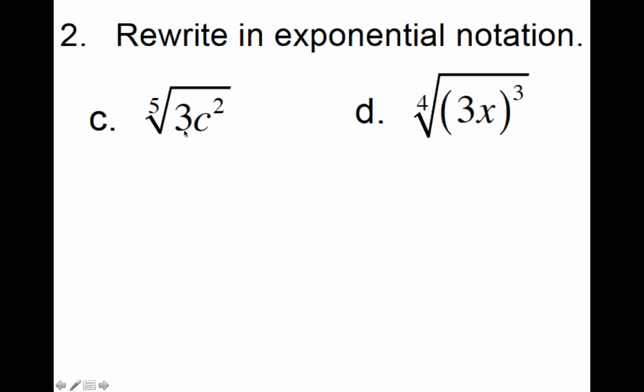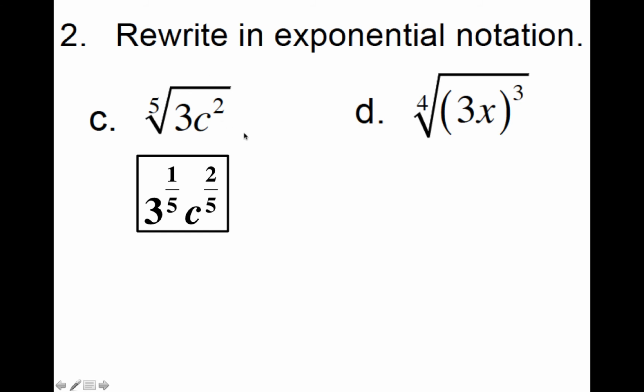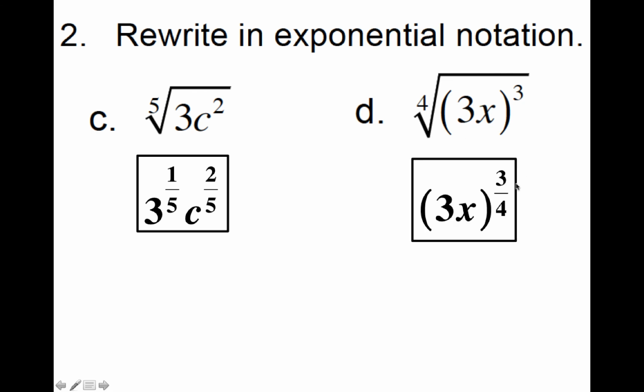For this one, we have 3 to the power of 1, and we're fifth rooting it, so it's 3 to the 1/5, c to the 2/5. Okay, this one's in parentheses, so it's going to become 3x cubed over 4. You can distribute the power if you want, so it's 3 to the 3/4, x to the 3/4. That's fine as well. You don't have to.